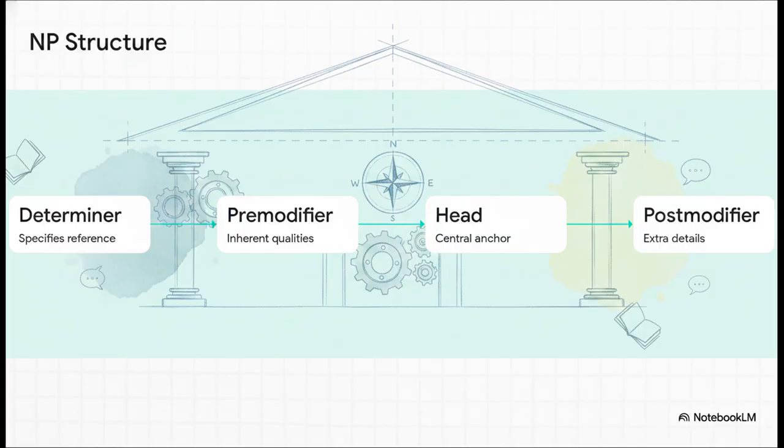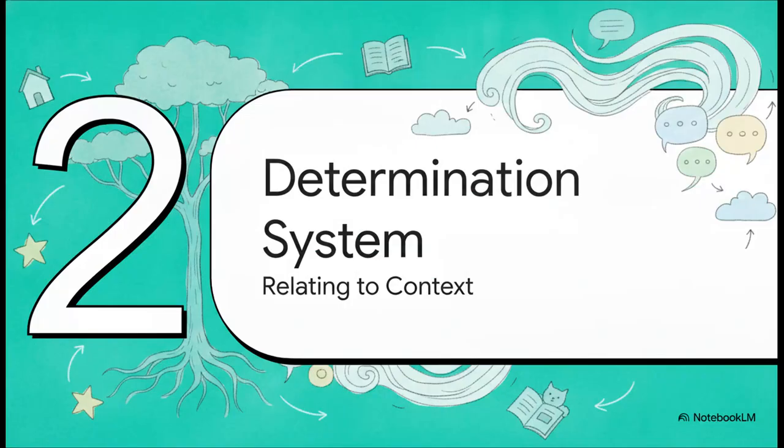Think of every non-elliptical noun phrase like a blueprint. We mentally drop an anchor at the head, which is usually a noun or pronoun, and then we stack information reading left to right. We kick things off with a determiner to specify reference, then slide in some premodifiers for inherent qualities. Bam! We hit the head noun. And finally, we can tack on postmodifiers for extra, non-inherent details. This specific sequence is what allows us to meticulously build experiential, interpersonal, and textual meaning layer by grammatical layer. Which brings us right into Section 2, the system of determination, and how nouns lock into their context.